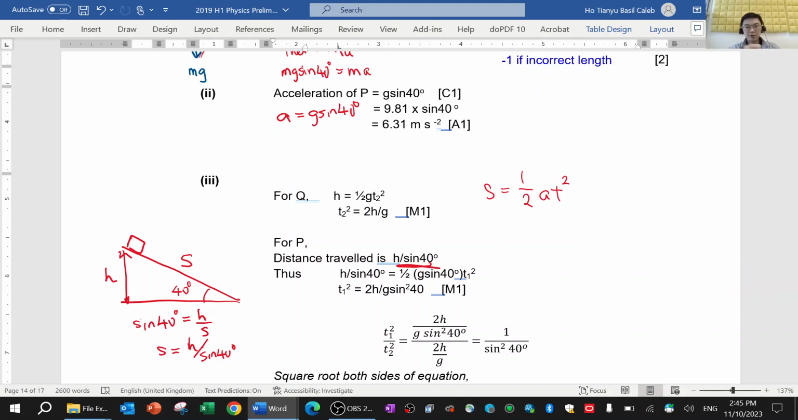Therefore, using the same general equation, but now you must use the distance traveled along the slope, which is this. The acceleration is the acceleration along the slope, which we have also calculated from here, which is g sine 40 degrees, and therefore here, you have s equals half a t squared. A is the a that you have calculated from part 2, right? So with this, you get a new t1 squared being 2h over g sine squared 40 degrees, right? Pardon me, I forgot to include the 40 degrees here.